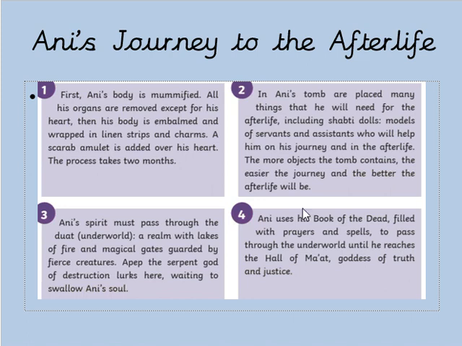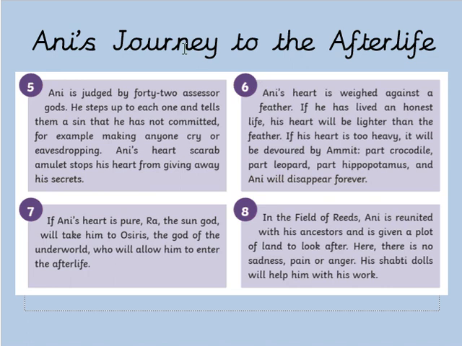Number 4, he uses the Book of the Dead, filled with prayers and spells, to pass through the underworld until he reaches the Hall of Maat, the goddess of truth and justice. When he gets there, he is judged by 42 assessor gods. He steps up to each one and tells them a sin that he has not committed, for example, making anyone cry or eavesdropping. Eavesdropping is where you listen in on someone's conversation when you shouldn't be doing it.